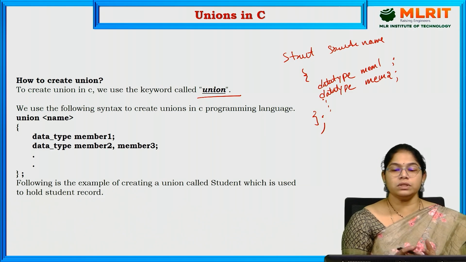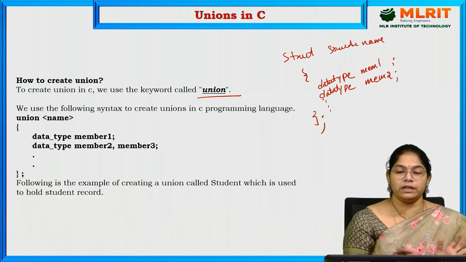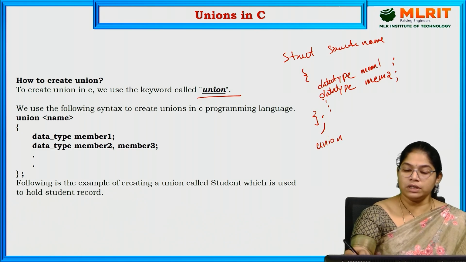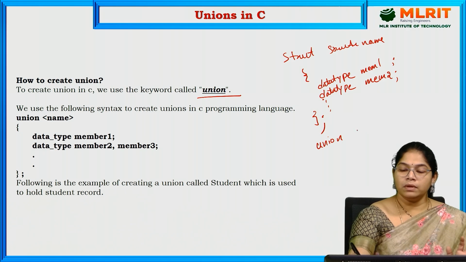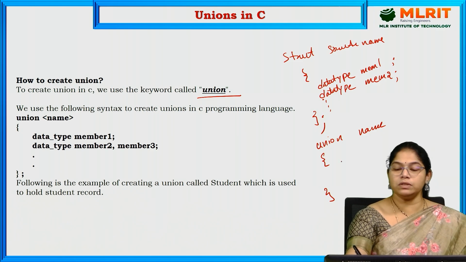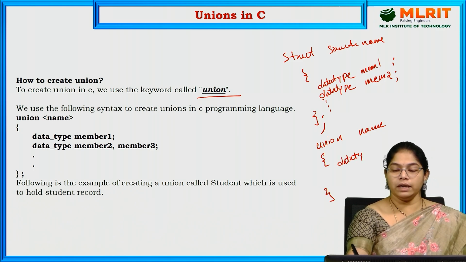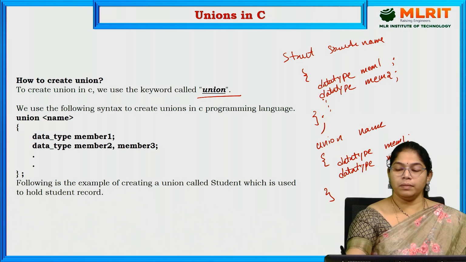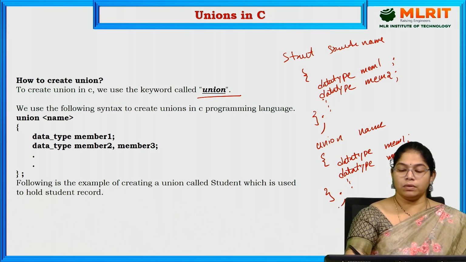A union is also the same as a structure. Using the keyword union, we can create it. So union, and here, where we had the structure name, we give the union name. Then the scope. Like a structure, we have data type members. Here also we have a data type, member 1, data type, member 2, and so on.